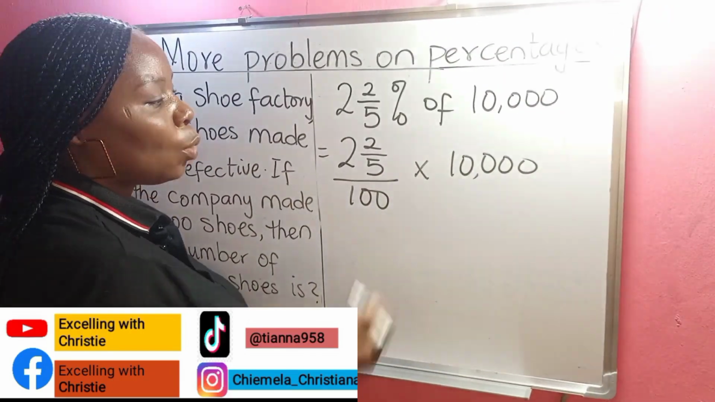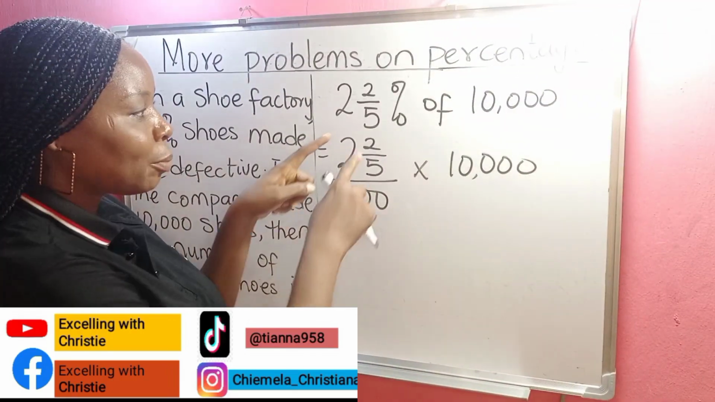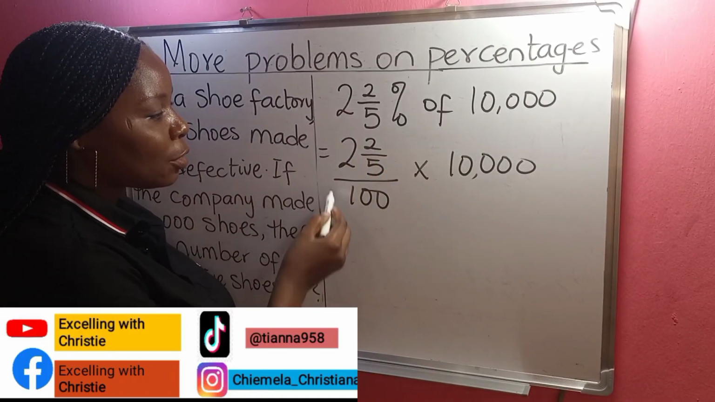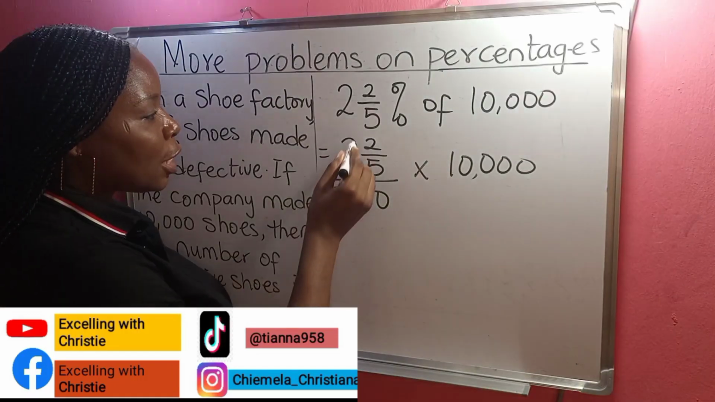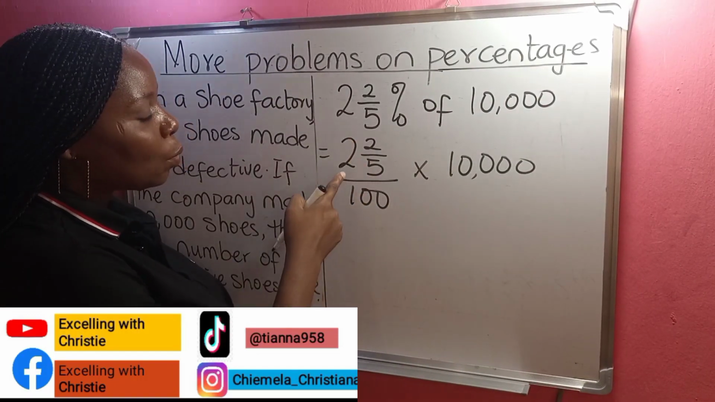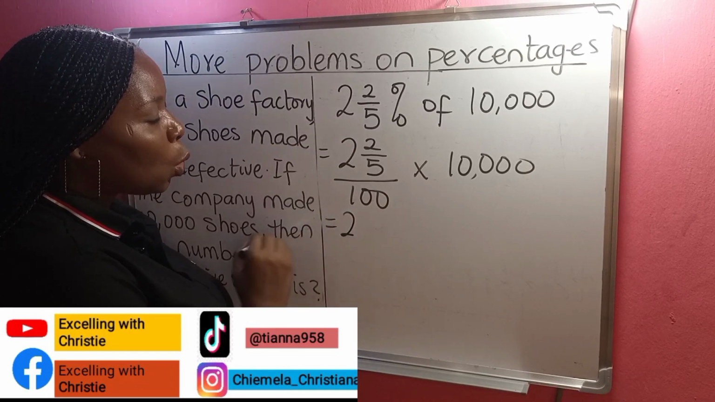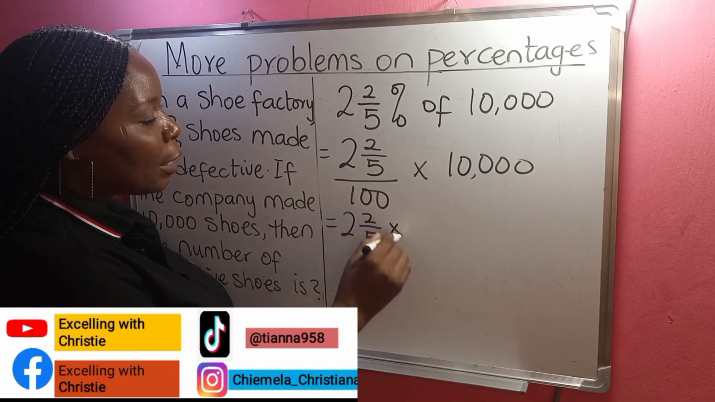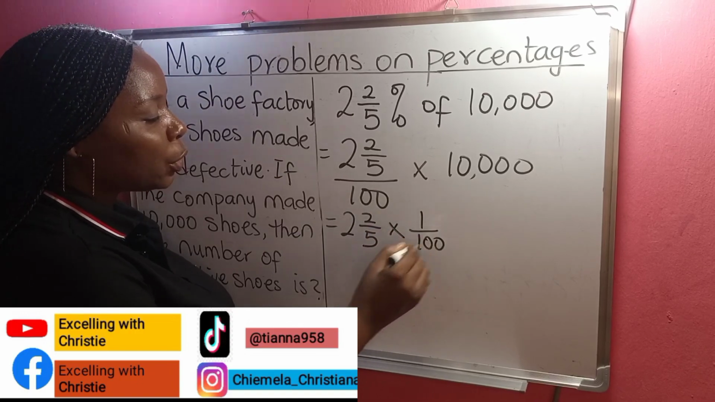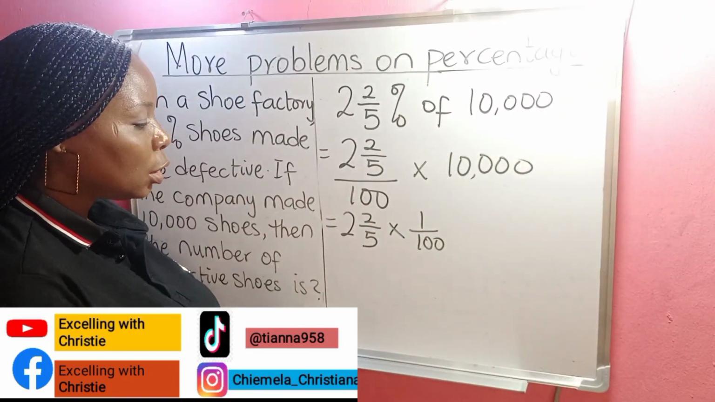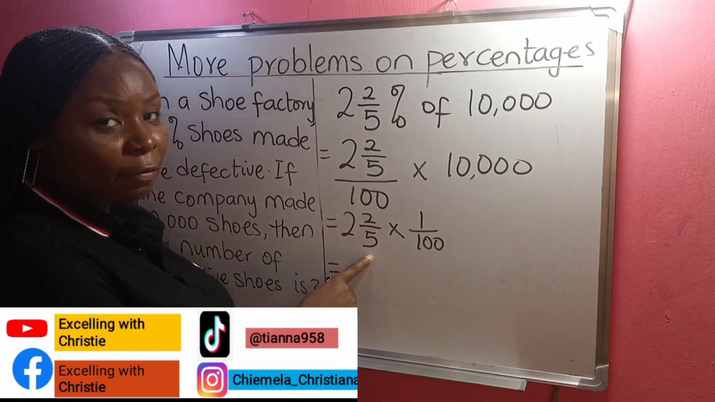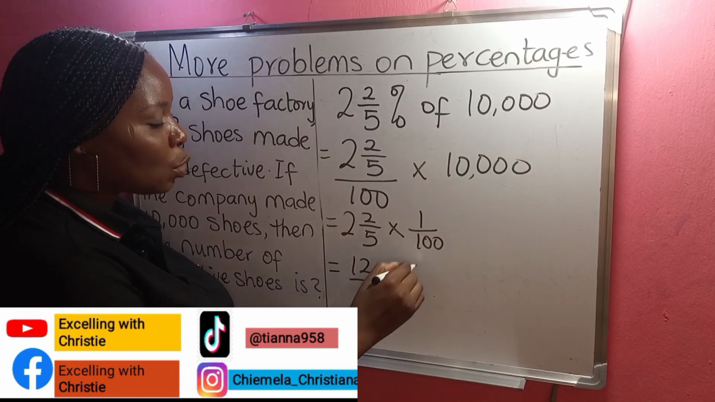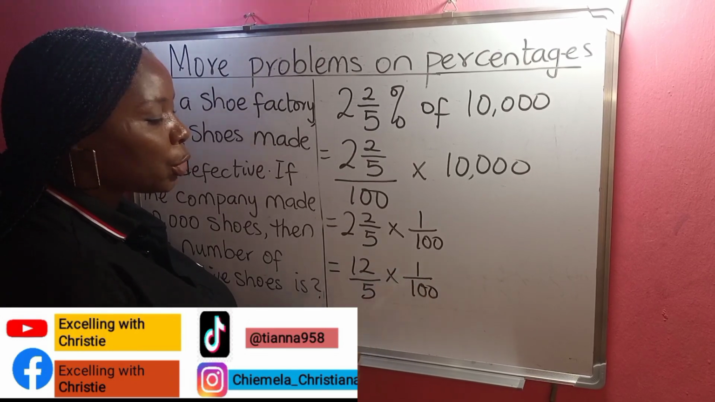Okay? Now, it's looking a bit cumbersome here. So I would like to work with this first. I like to simplify this first. Okay? Now let's take this on now. Now this is the same as 2 whole number 2 over 5 times 1 over 100. Okay? So this is 2 times 5 is 10 plus 2 is what? 12 over 5 times 1 over 100.